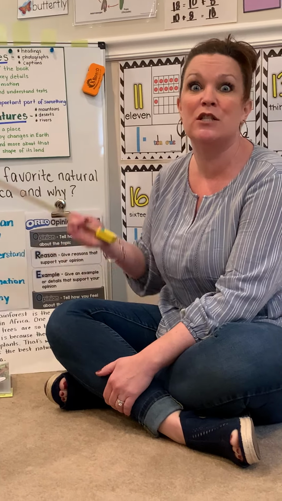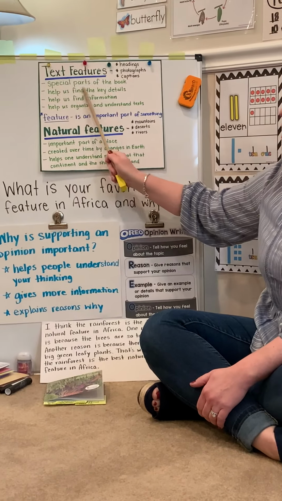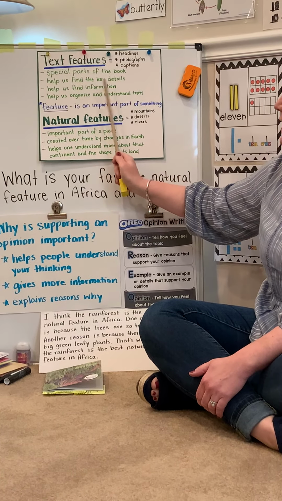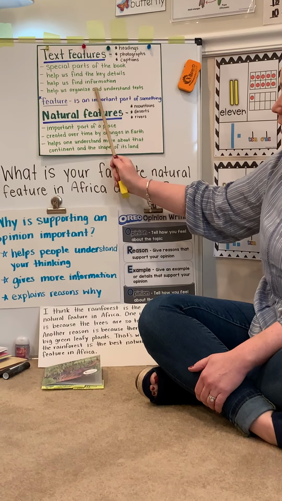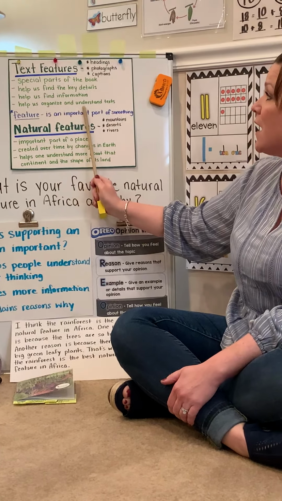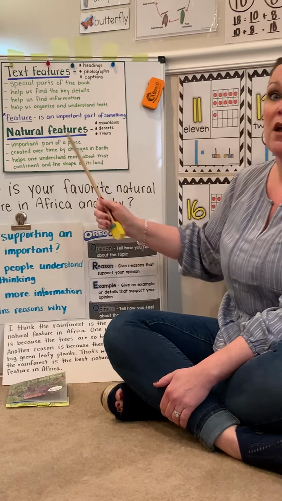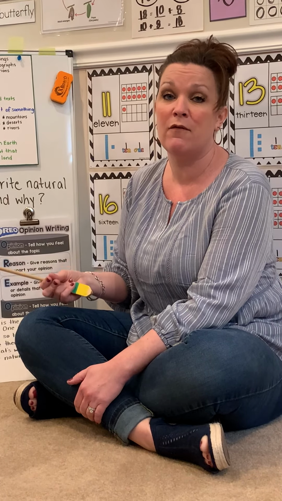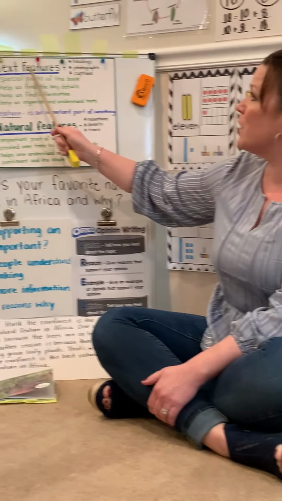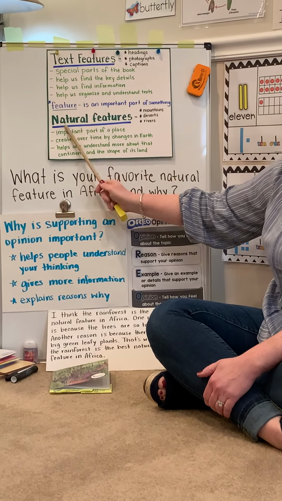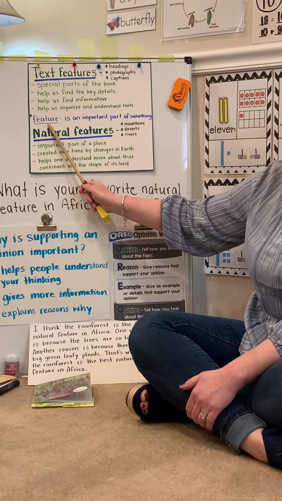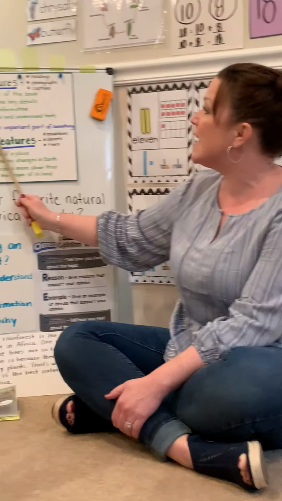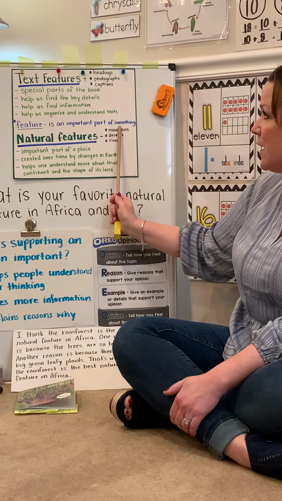What do text features do? They're special parts of the book. They help us find the key details. They help us find information. They help us organize and understand text. The author uses them to help us understand their writing even better. The word feature comes up in text feature and natural feature. What is a feature, friends? It's an important part of something.